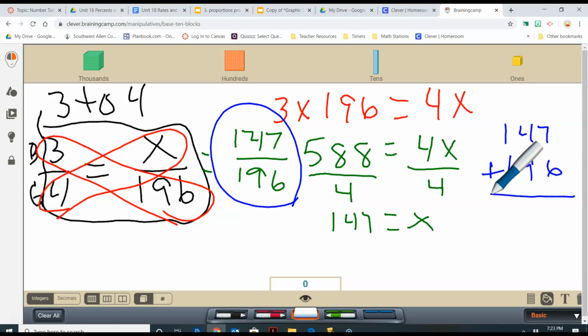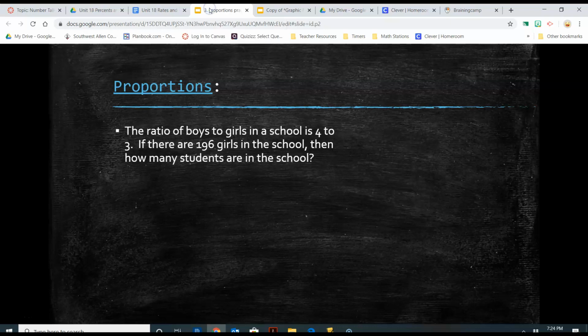So altogether, we have 343 students in that building. 343 students are in that school. Hopefully you got that same answer.